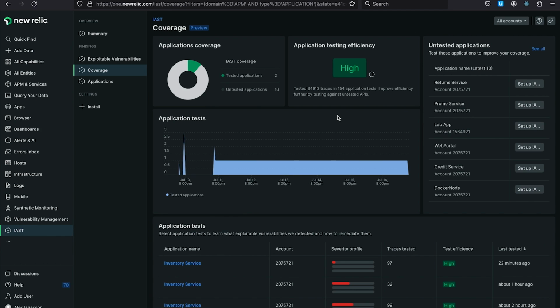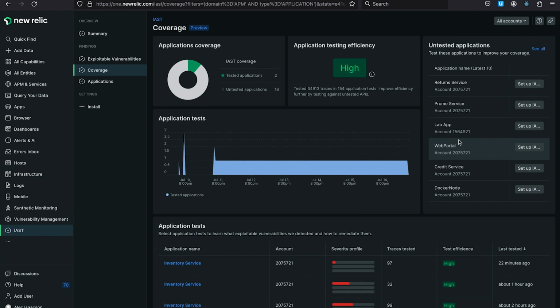As an engineering manager, security analyst, or SRE, I need to know where most of my risks are coming from and where my blind spots are. Let's see how that works. Here we're seeing information about IAST coverage. I have immediate visibility into which applications are well tested and which need expanded coverage. Even more importantly, I can see which applications have no IAST coverage at all.